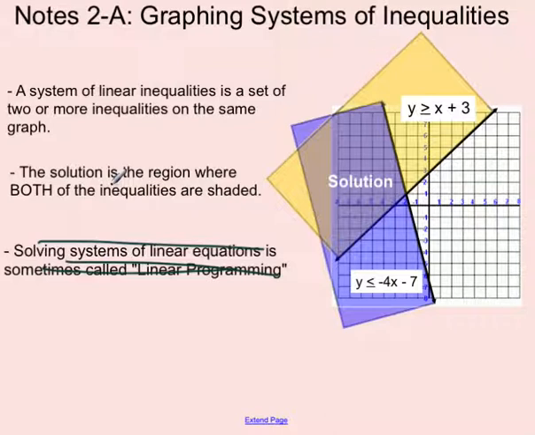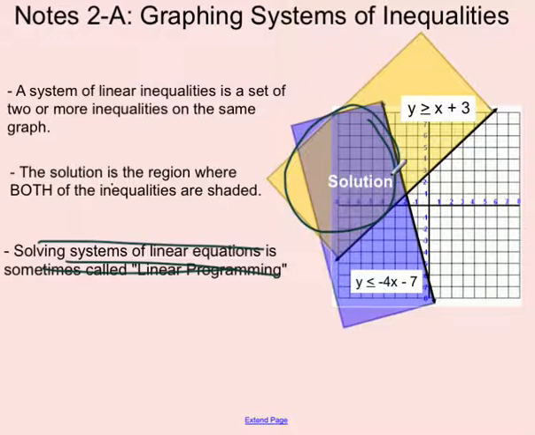But this time, unlike yesterday where your solution was just where the points crossed, this time the solution is the region where both of those inequalities are shaded. So we're looking for overlapping of shading, and that's going to tell us where our answers lie. So look at this one, for example. Do you see in this region where that shading is overlapping? That would be considered the solution to those two inequalities.